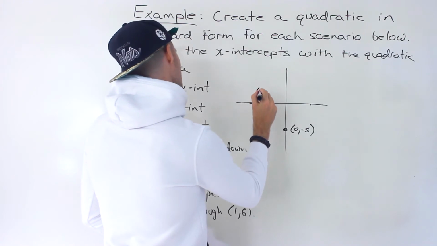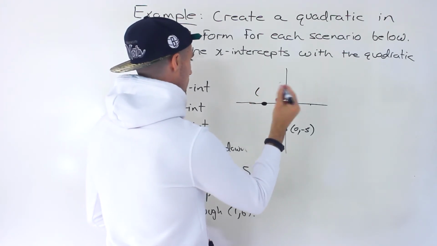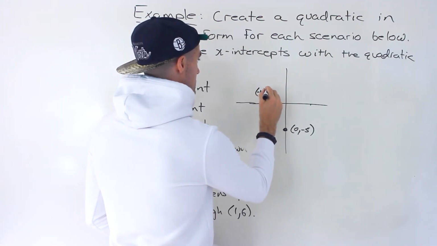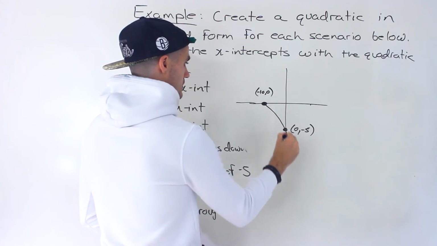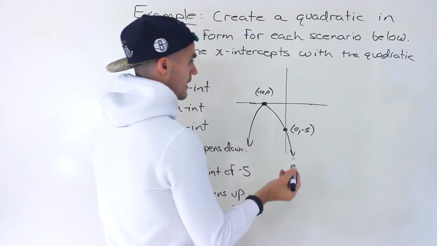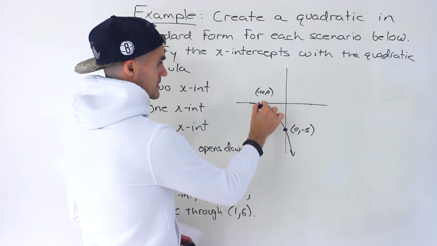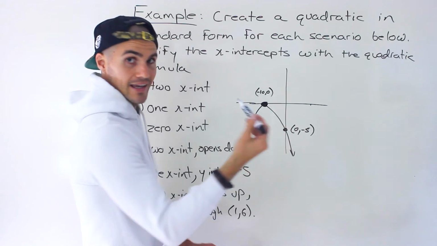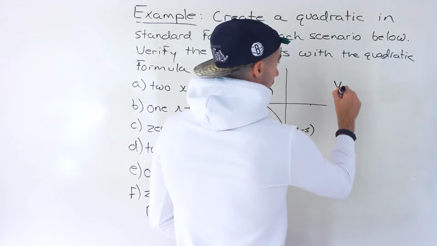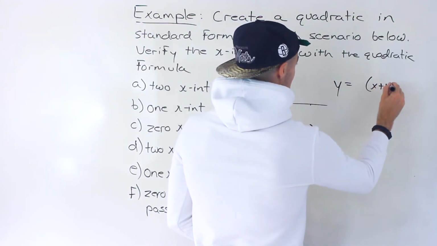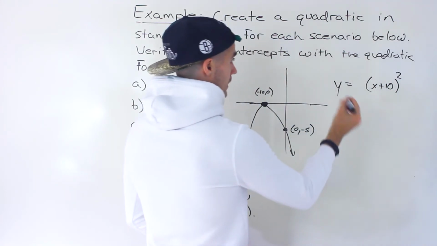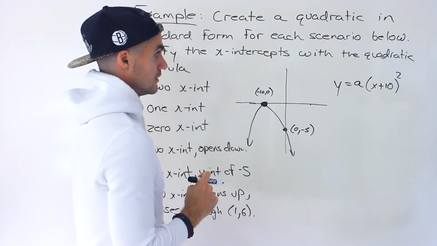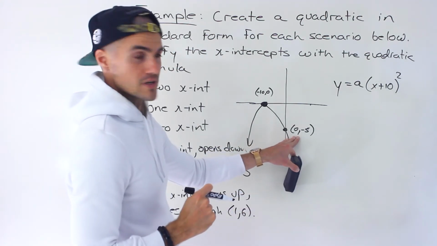So let's put the vertex at, I'm not sure, let's put it at -10 and 0, like this. So we'd have this, like that. And so because we have the vertex here, and it's just one x-intercept, then we know that the quadratic is going to have a factor of x plus 10 squared. Now, there's going to be some kind of an a value right there, right? Because it has to go through this y-intercept.